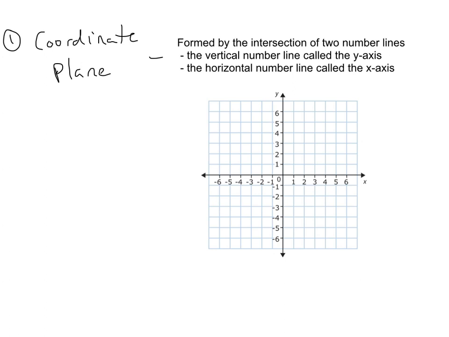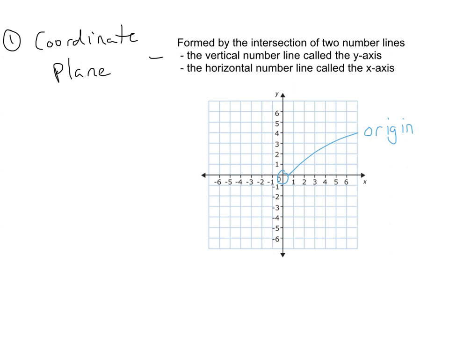So, what's the x and what's the y? Well, the x is right here. This is our horizontal number line. And the vertical number line, the y-axis, is right there. Now, where do these two things meet? Well, they meet right there, okay? What's that thing called? That's called the origin, okay?